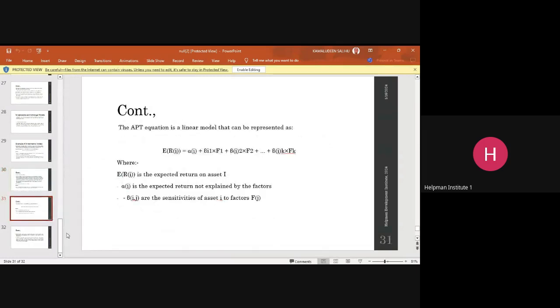So we also have the generalization, where ER of I is the expected return on the asset. Alpha of I is the expected return not explained by the factors, while beta of I and J, where I and J are indexed, are the sensitivities of the asset. Sometimes we call them the carrying capacity of the relationship. So let's move to the next slide.